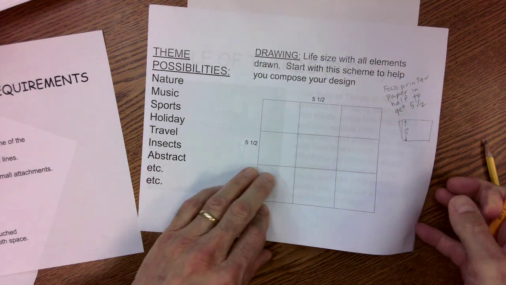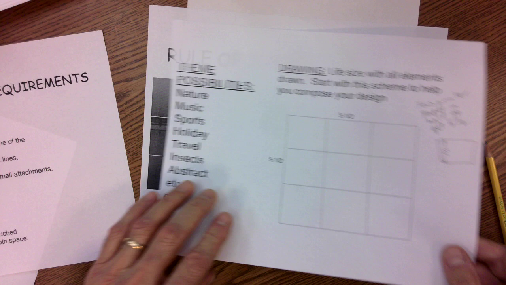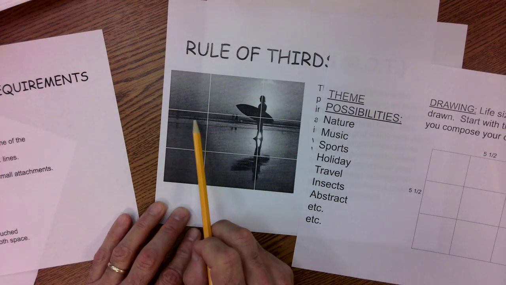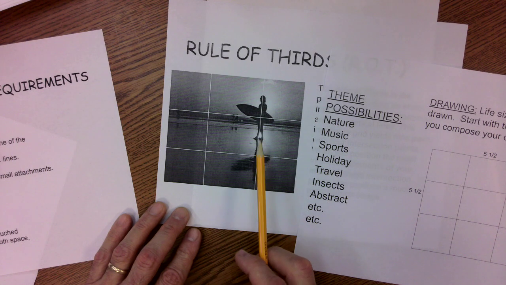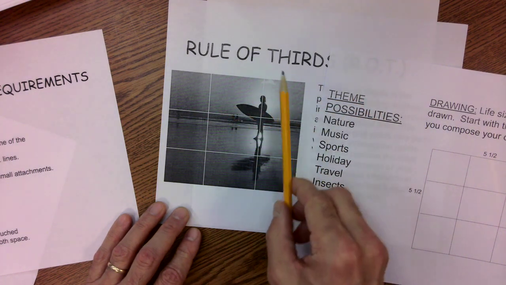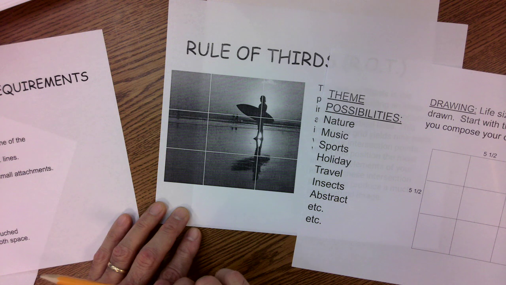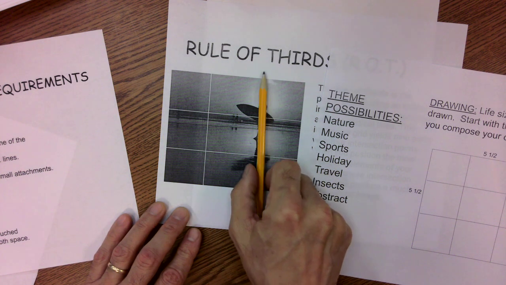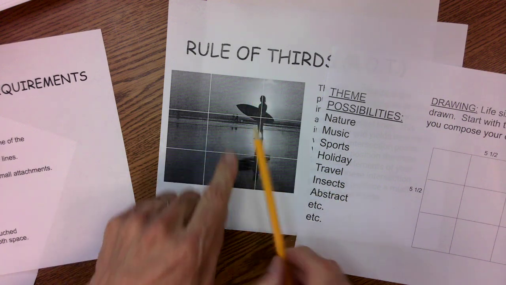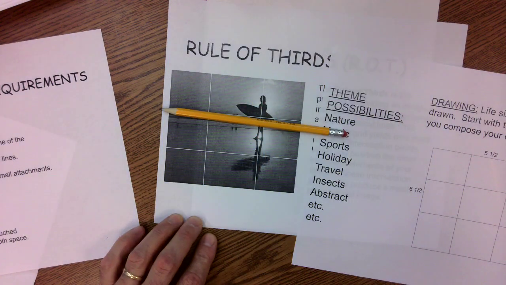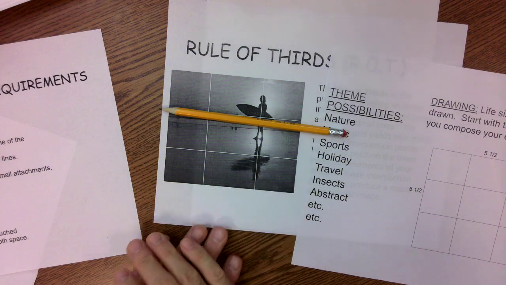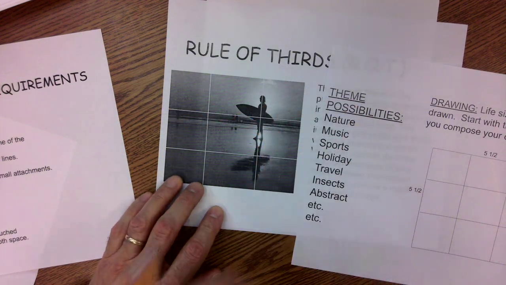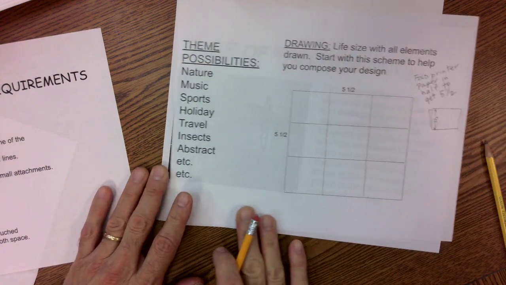What happens with the rule of thirds is it's commonly known that if you have an image and some of the elements on the image go along the rule of thirds, it becomes a more pleasing image to look at. You can see how this surfer is right on that line right there. The horizon in the background is right along that line right there. This is simplified. The ones that we make might be a little more complex, but that's the idea behind the rule of thirds. So we're going to have you do that.